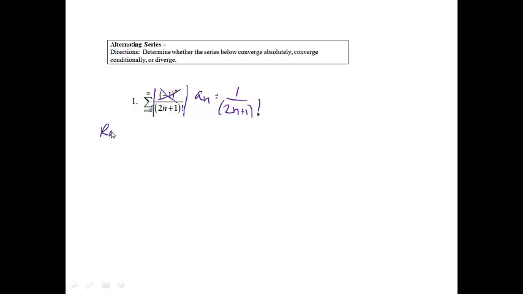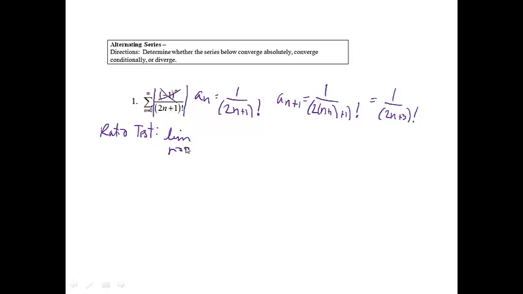I believe I'm going to use the ratio test to determine whether this converges or not. So I need a sub n plus 1, which would be 1 over (2 times the quantity n plus 1) factorial. And if I simplified that, that would be 1 over (2n plus 3) factorial. All right, so if I use the ratio test, I'm going to be finding the limit as n approaches infinity of a sub n plus 1 over a sub n.